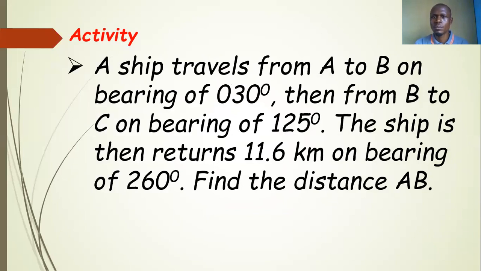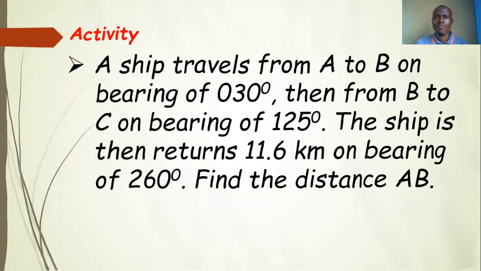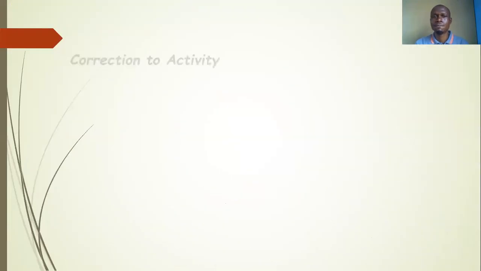The ship travels from A to B on a bearing of 30 degrees, then from B to C on a bearing of 125 degrees. The ship then returned 11.6 kilometers on a bearing of 260 degrees. We have to find the distance AB. Let's look at the solution.